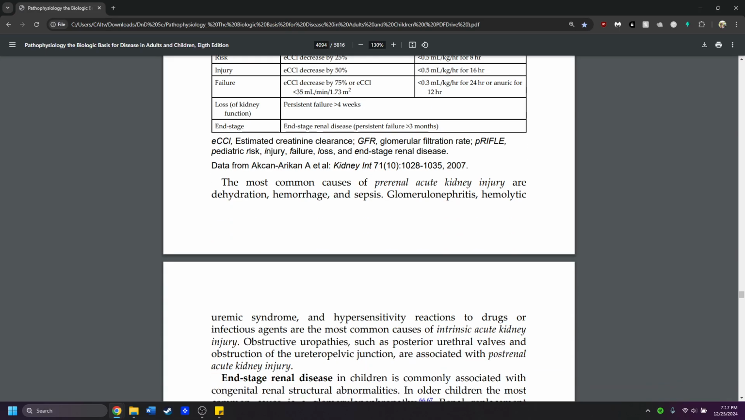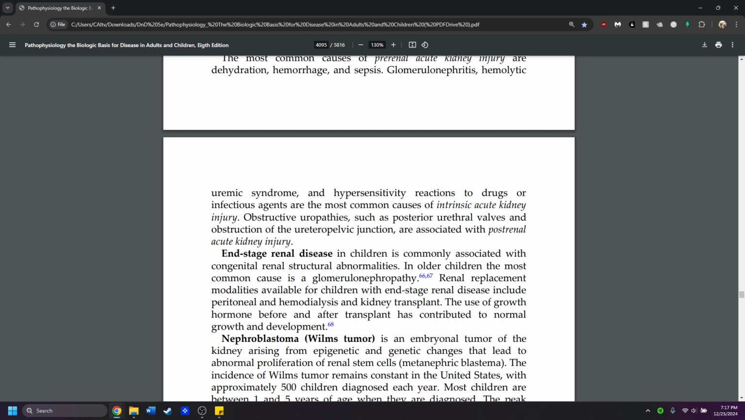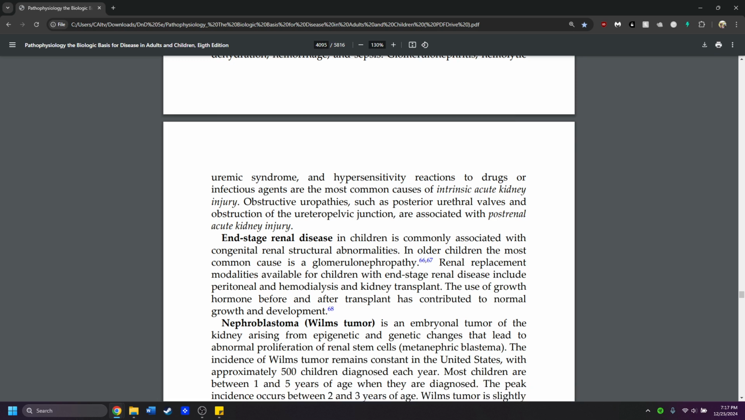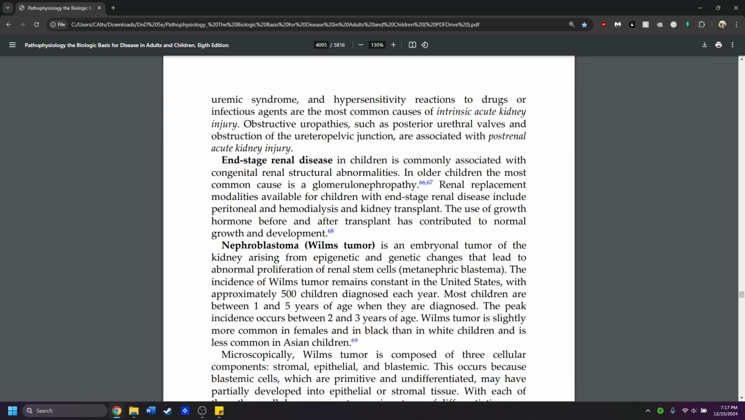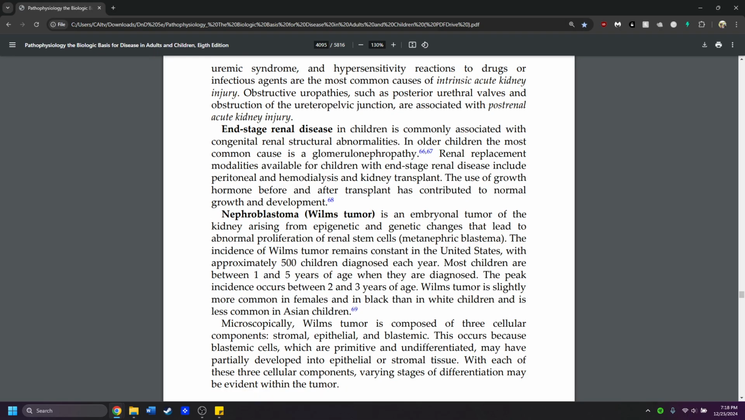The most common causes of pre-renal acute kidney injury are dehydration, hemorrhage, and sepsis. Glomerulonephritis, hemolytic uremic syndrome, and hypersensitivity reactions to drugs or infectious agents are the most common causes of intrinsic acute kidney injury. Obstructive uropathies, such as posterior urethral valves and obstruction of the ureteropelvic junction, are associated with post-renal acute kidney injury.